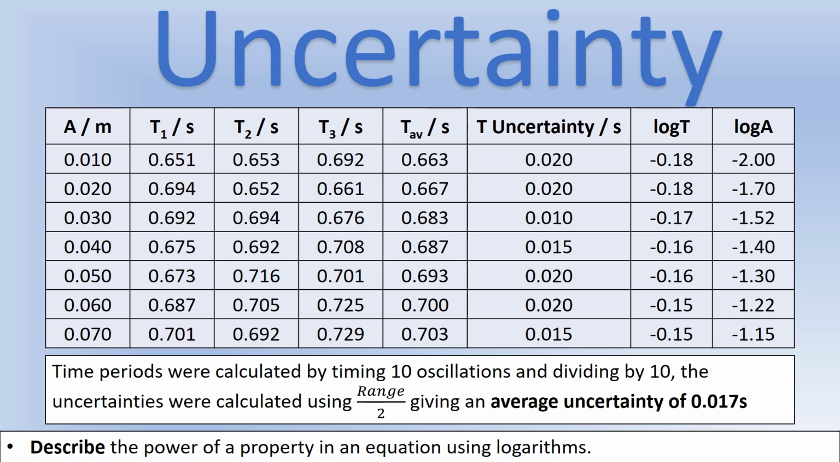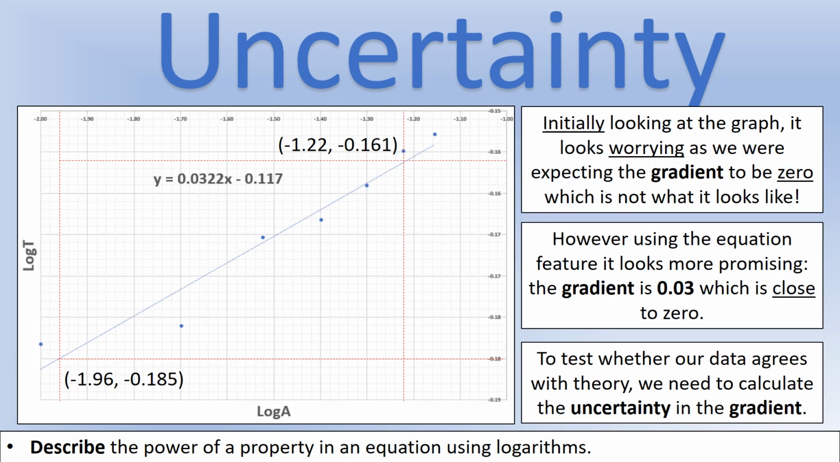So then I'm going to plot a graph of this data. So I've got log t against log a. When I first look at this graph, this looks bad because we were expecting to see a gradient of 0. So just looking at first inspection, that doesn't look very good. However, when I use the equation feature, we can see from the equation the gradient is 0.0322, which is quite close to 0, so it's looking promising.